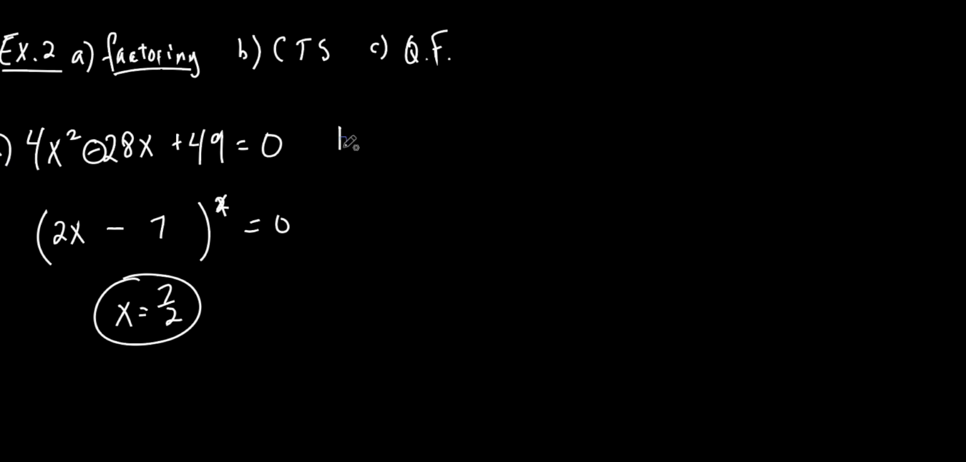I don't know if I can fit all 3 here. Let's do it by completing the square. So let's rewrite it. 4x squared minus 28x plus 49 equals 0. So if I'm going to complete the square, what am I going to do first? Well, I think it might be easier to just do what first? Remember, to complete the square, you want this to be a 1, right? So we're going to divide everything by 4.